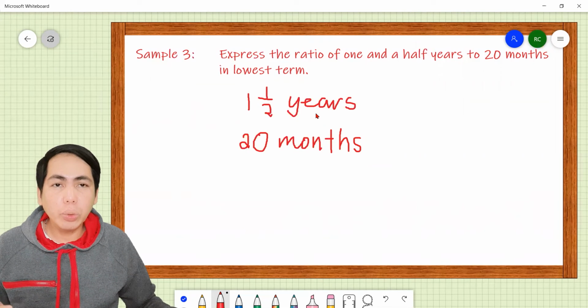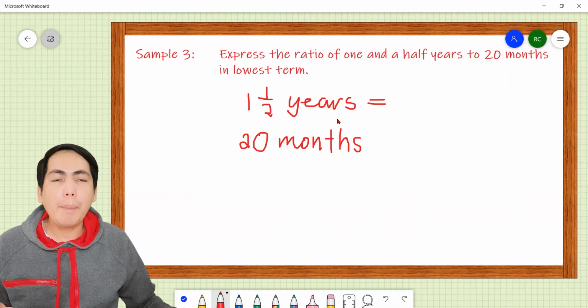So, though the 2 units are units of time, they are different because one is in years and the other is in months. So the first thing that we are going to do is to make the 2 units similar by converting this larger unit into smaller units. So meaning to say that we have to get the equivalent of 1.5 years in months.